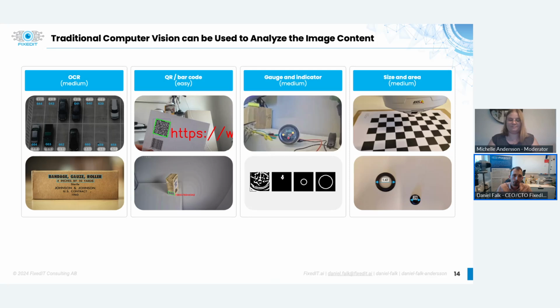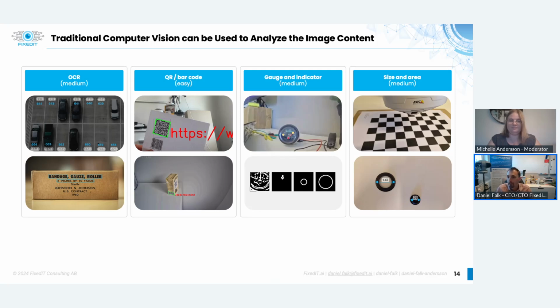You can do QR and barcode reading. So we have seen customers that have previously been using infrared barcode readers, which are very expensive, and the only thing they can do is to read barcodes. And then they have switched out to Axis cameras with a barcode reader, and suddenly they have a much more flexible system that they can use for much more than just decoding the barcode.